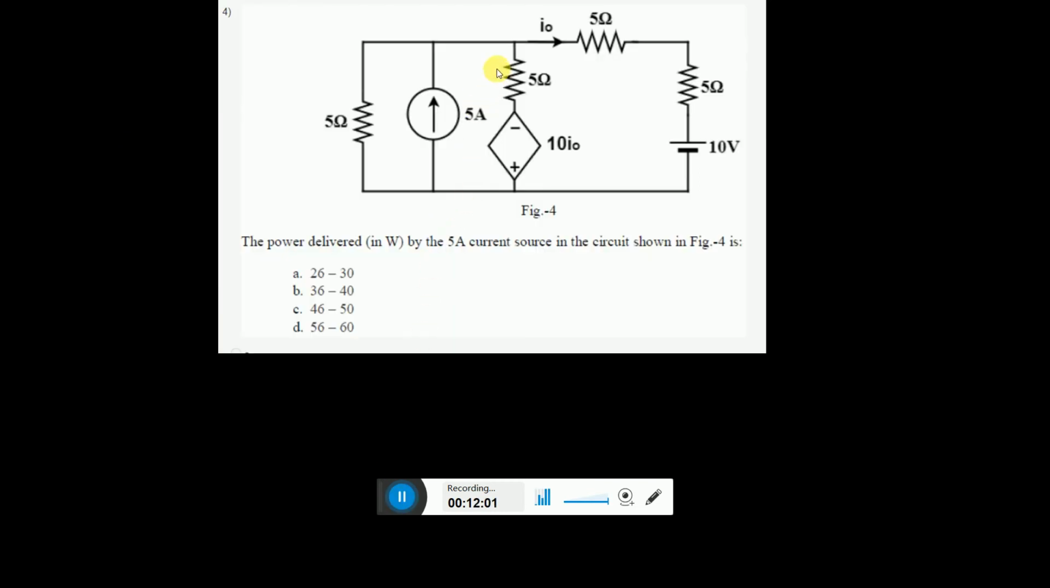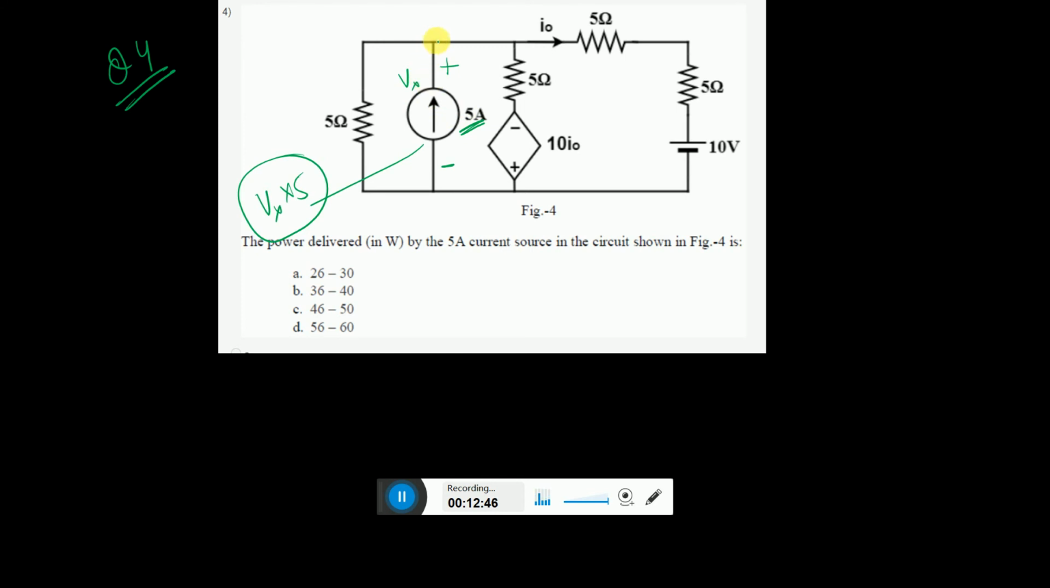Now we have another problem over here. Let us understand the question first. This is question 4: what is the power delivered, in watts, by the 5 ampere current source? The 5 ampere source over here is the current source. Ultimately you are asked what the voltage across the current source is. If you know the voltage across the current source, let us say Vx, you can just multiply Vx and 5 amperes and you get the power. Power is nothing but Vx into 5. So to get the power, you are finding Vx.